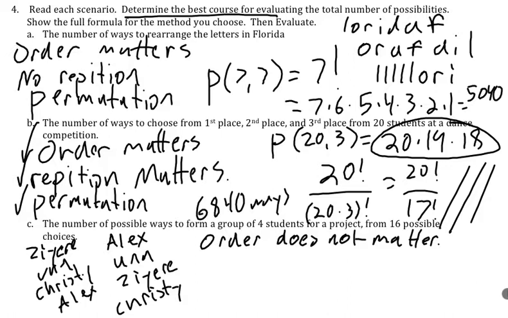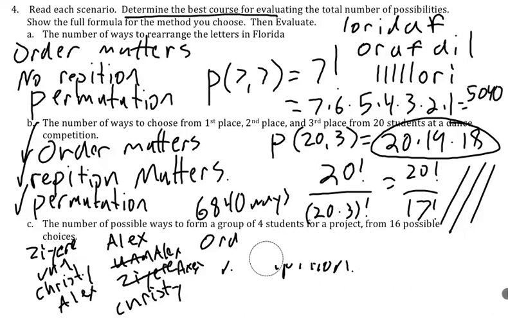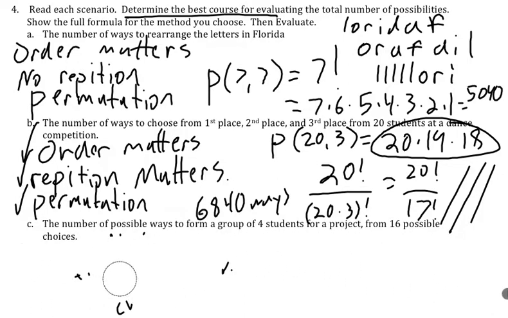Is repetition allowed? I think probably not. There's no way I can make a group of Alex, Alex, Alex, Christy. So this is no repetition. Order does not matter, no repetition. That's exactly what combinations are for. Just like order matters, no repetition is permutations, order does not matter, no repetition is combinations. So this is really just 16 choose 4.